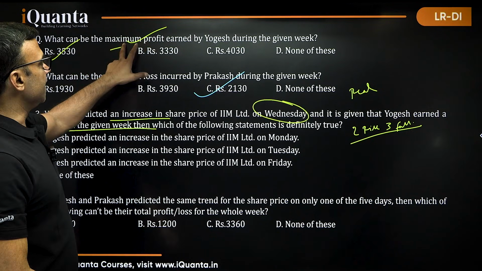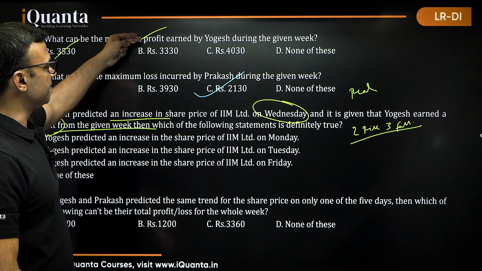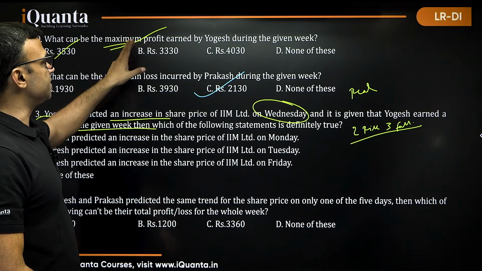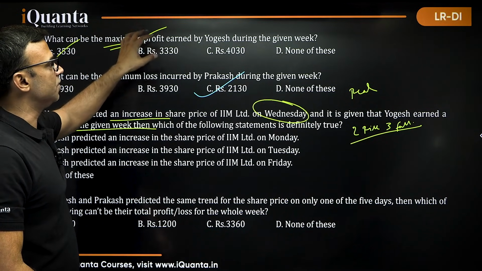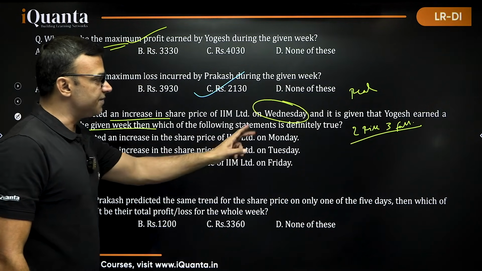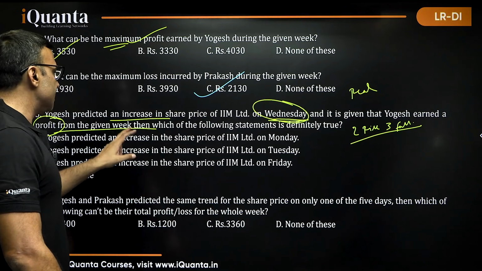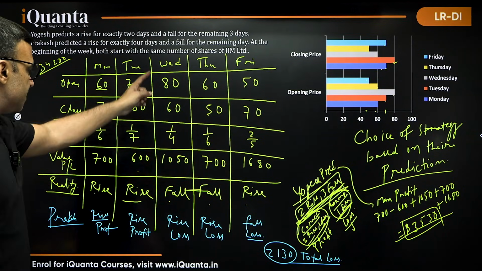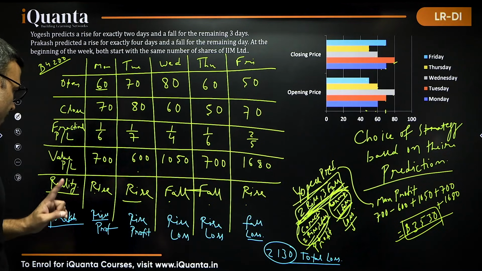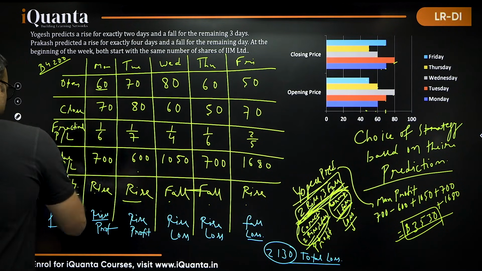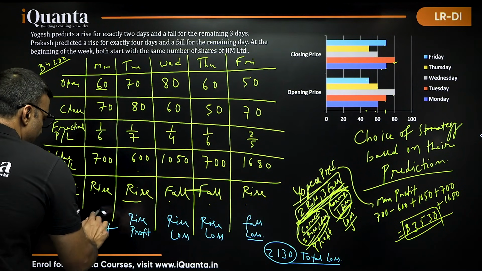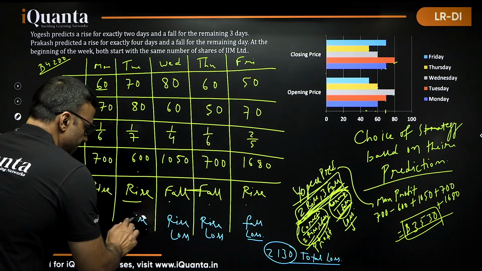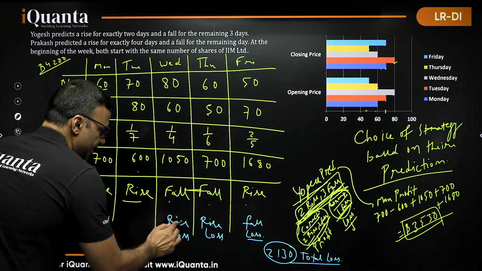Here it was free. Try to understand the difference between these two questions. Here it is a free situation. We could manipulate the situation to get maximum profit. In this case, Wednesday is definitely given that he has predicted an increase. That means on Wednesday, the real situation is fall. He has predicted rise. So what I'll do is, I'll remove this and I'll write for that particular question with Yogesh in mind.